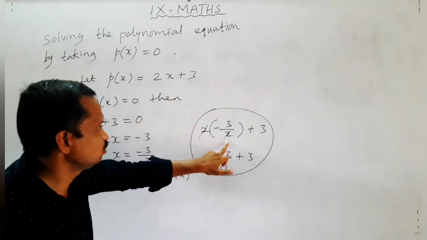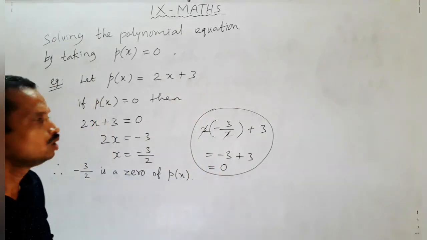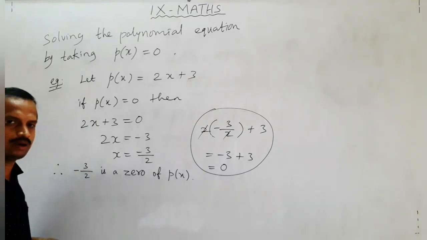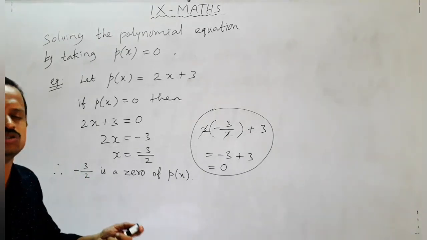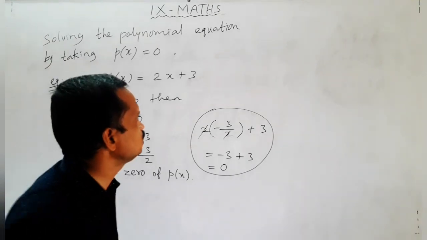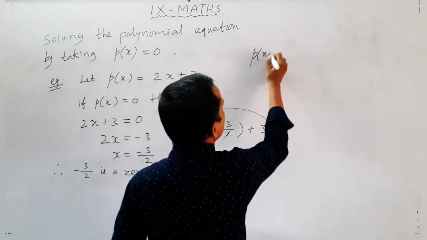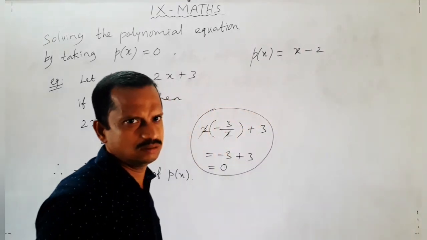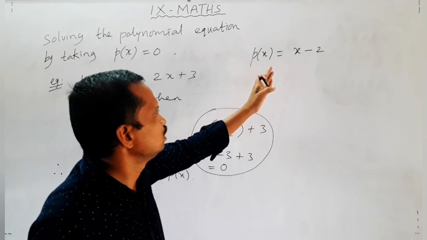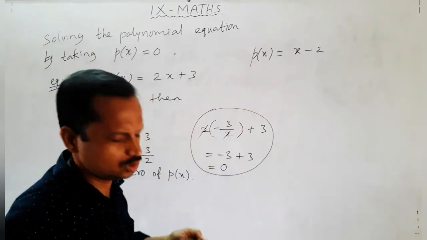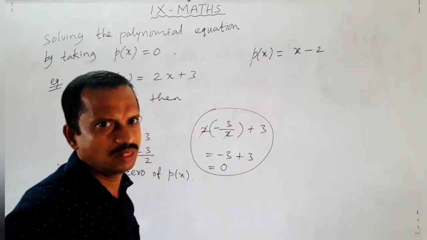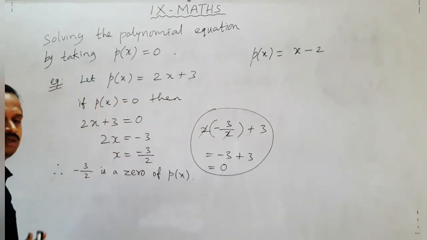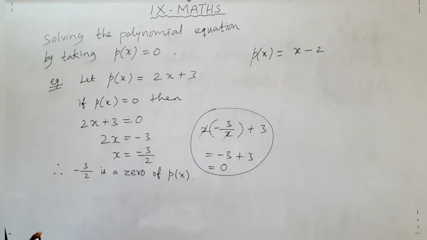When you substitute minus 3 by 2 for x, we get the value 0. Therefore, the 0 of p of x that we have taken is correct. So minus 3 by 2 is a 0 of p of x. This is nothing but the way of finding the 0 of a given polynomial. If p of x is equal to x minus 2, then it is very easy. If you put 2 for x, then 2 minus 2 becomes 0. So by trial and error method also we can say. But the way of finding the correct step is this. So this is how to find the 0 of the given polynomial at any point.